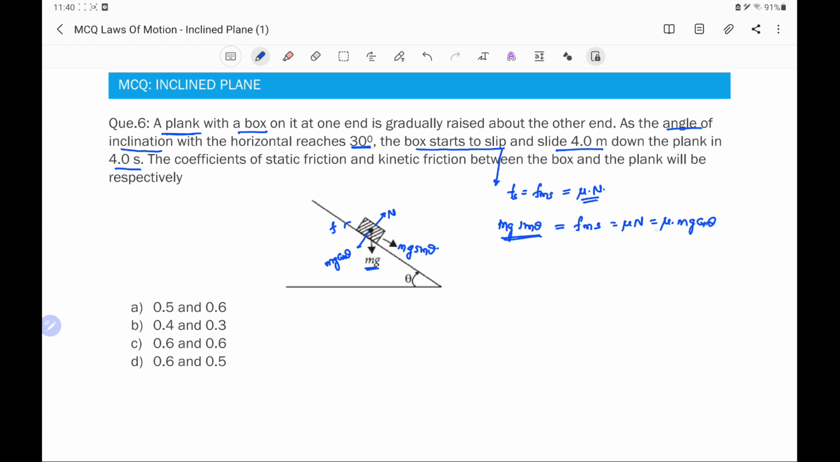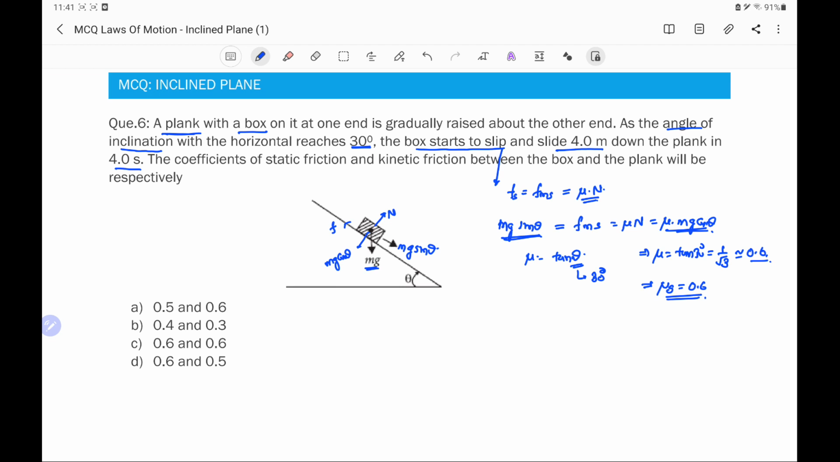So comparing these two, we will have mu equal to tan theta. And the angle for which this balancing takes place is 30 degrees. So this implies that mu equal to tan 30 degrees. It is equal to 1 by root 3, and it is approximately equal to 0.6. So this is the coefficient of static friction, and its value is 0.6.